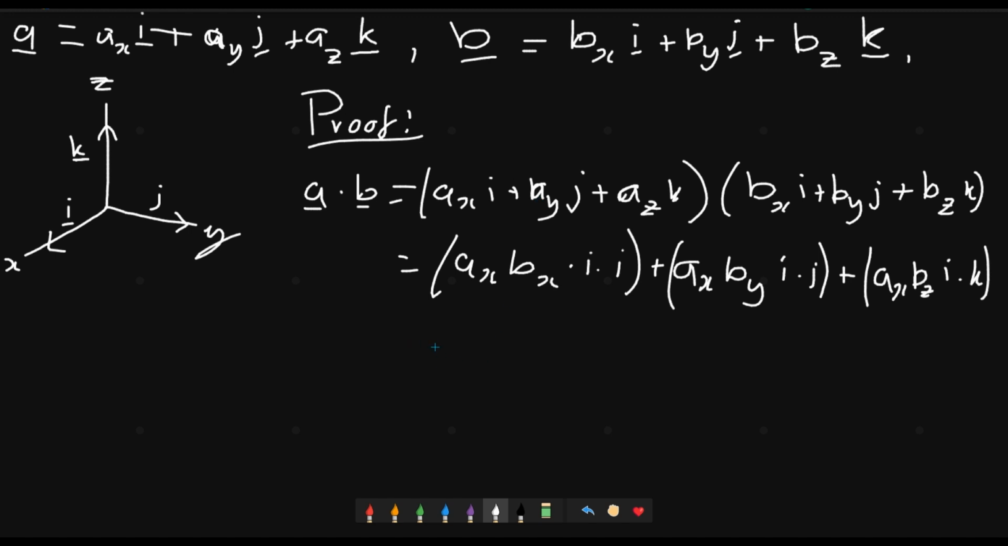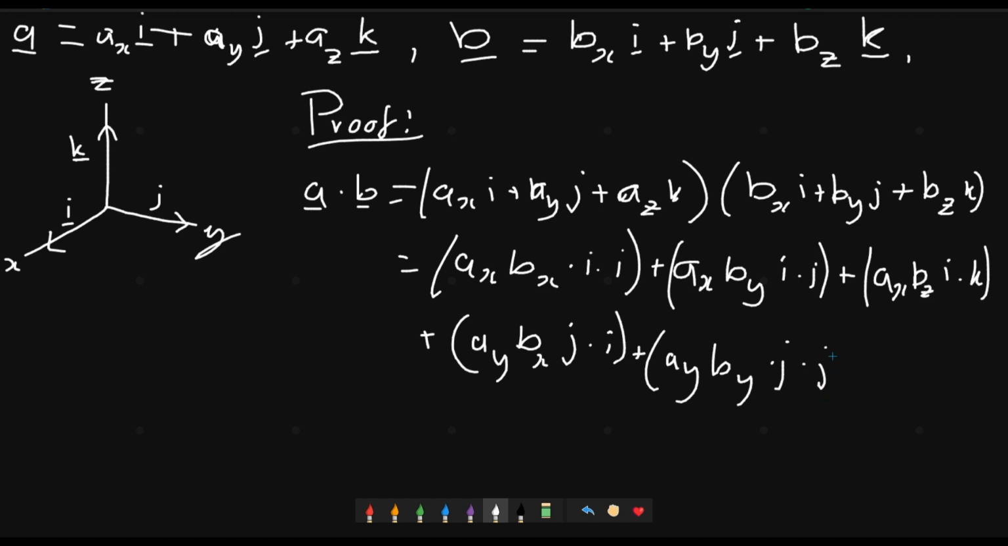And on to the next one. Now we're multiplying by B, so then it's going to be plus, we're multiplying A sub Y, so it's A sub Y times B sub X, and it's going to be J times I, plus, and it's still A sub Y, but now we're multiplying by B sub Y times J and times J, plus, and for this one it's going to be A sub Y again multiplied by B sub Z this time times J and times K.